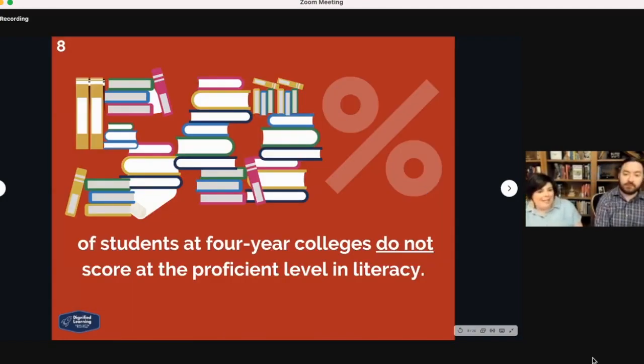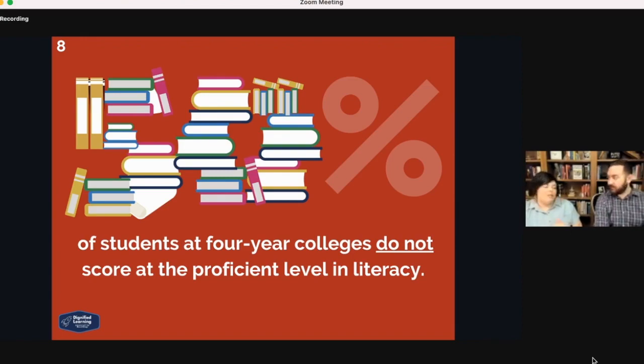And if you look at this slide specifically, it is challenging to read. If you really focus on it, you can see the 50%, but that's just a good example of a barrier. A barrier doesn't mean that it's impossible to overcome and to meet your learning objective, but it's just more challenging. It takes more energy, more time, more focus. And it's unnecessary if you're keeping accessibility in mind. So 50% of students at four-year colleges do not score at the proficient level in literacy.